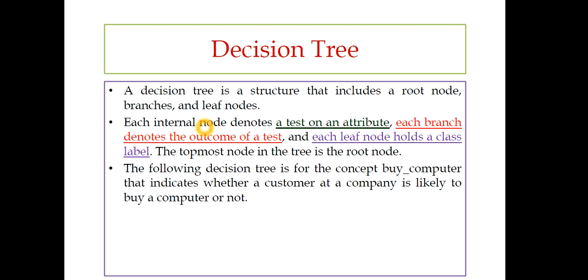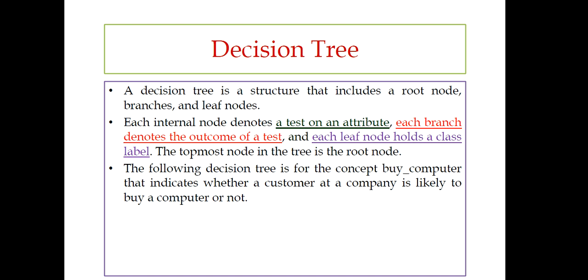So each internal node denotes a test on an attribute. You have to note it down. Every internal node represents a test on an attribute. Then each branch denotes the outcome of a test, and each leaf node holds a class label. So internal node representing a test, branch denoting the outcome of a test, and the leaf node holds a class label. And the topmost node in the tree is no doubt your root node.